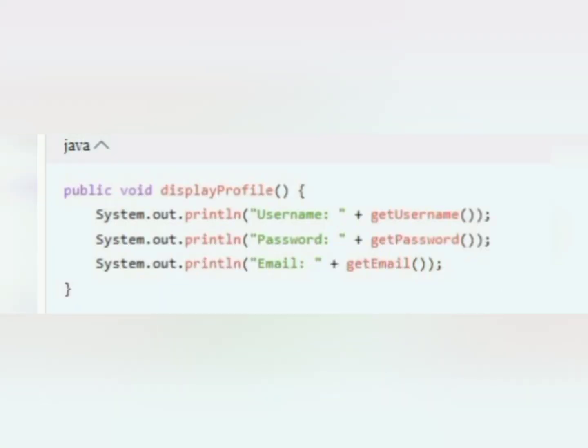Next, we have the public void displayProfile. This method prints the user's profile information to the console. Next, we have System.out.println username plus getUsername. Then we have password plus getPassword, email plus getEmail. These lines call the getter methods getUsername and getPassword. Take note that the password display will always be masked due to the implementation of getPassword.